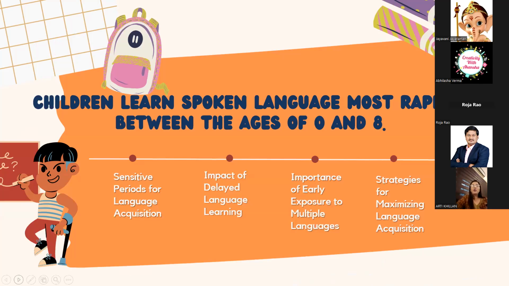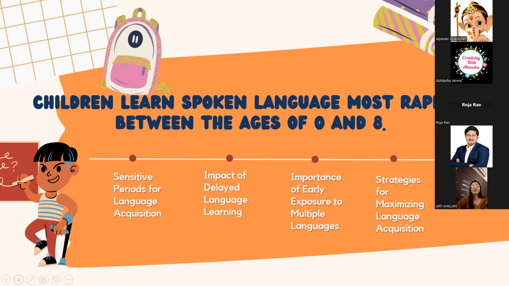Now, in order to learn spoken language, which is most rapid between the age of 0 to 8, we must remember that this is a critical period for spoken languages. They learn rapidly, but these sensitive periods are crucial and must be utilized effectively. Why? Because the impact of delayed language learning is too much. The consequences of postponing language exposure until later in life mean future acquisition of the language becomes more challenging. While it is not impossible, late language learners face greater difficulties.